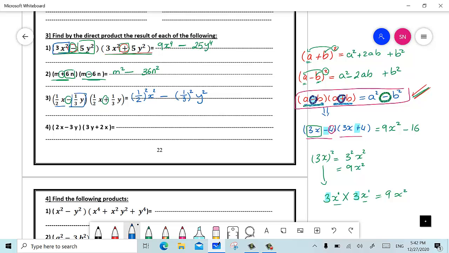If you wrote in your calculator half squared, this is going to give you 1/4. So half squared is equal to 1/4, and the x squared of course will remain as it is, minus 1/3 squared, which on your calculator is equal to 1/9, and y squared is going to remain as it is.